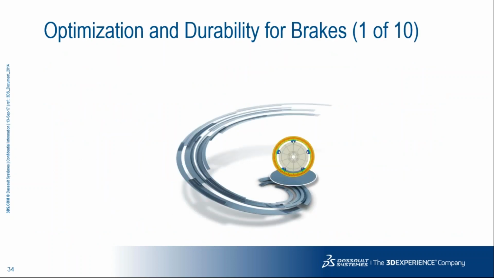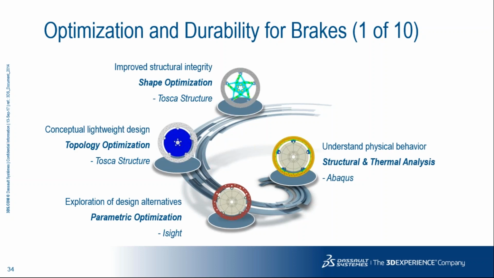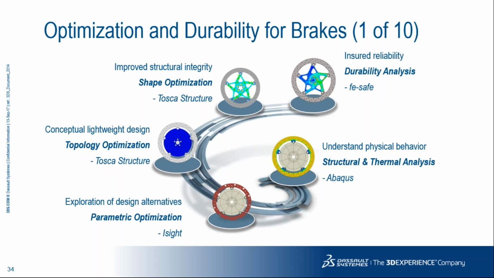Here we are discussing multiple products. For example, to do the structural and thermal analysis, we are using Abaqus, and for exploration of design alternatives, we are using parametric optimization, that is Isight. For example, DOE or optimization can be done. And with Tosca Structure, we are using conceptual lightweight design, topology optimization to reduce the weight and increase the stiffness. And again, shape optimization to improve the structural integrity by reducing the stresses. And finally, the durability analysis by using fe-safe.